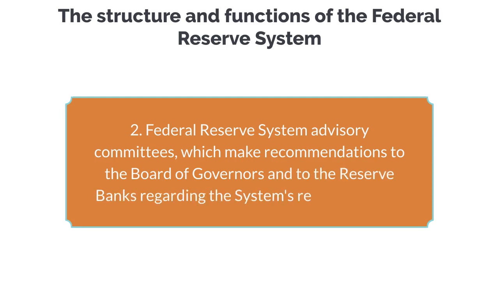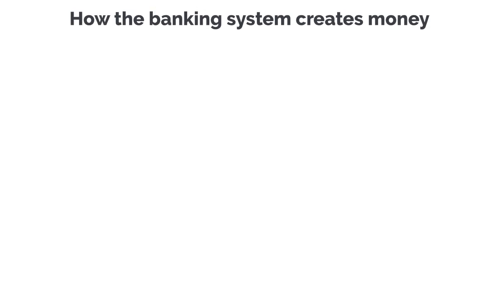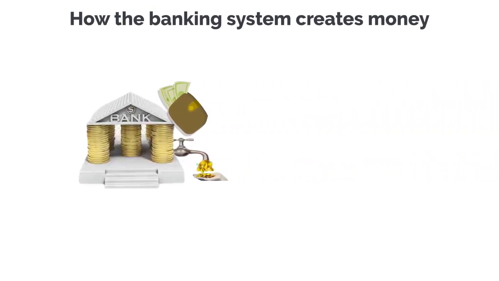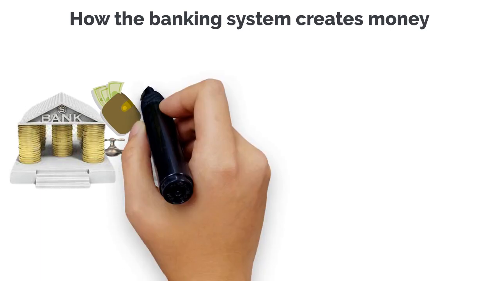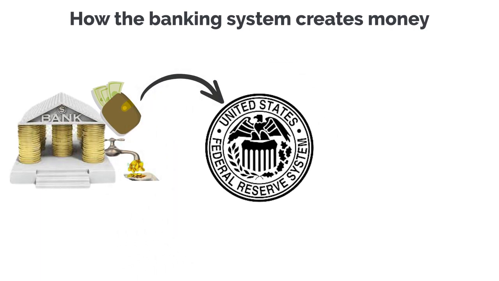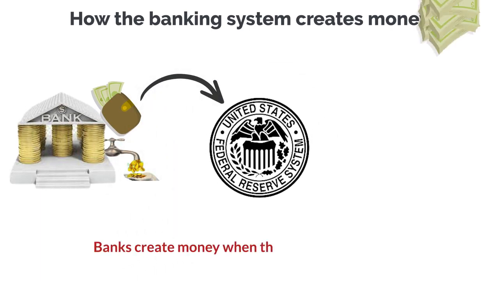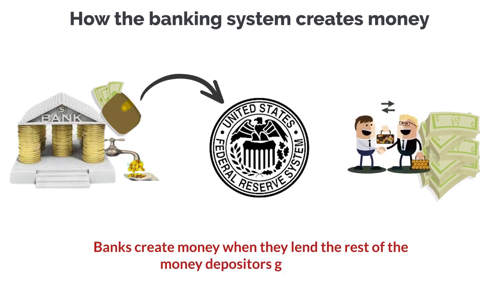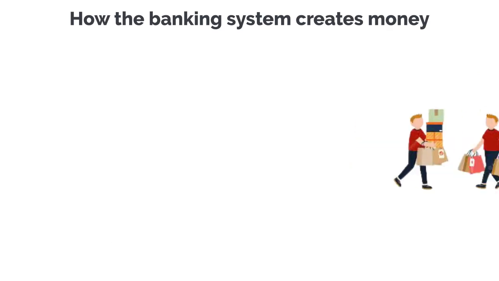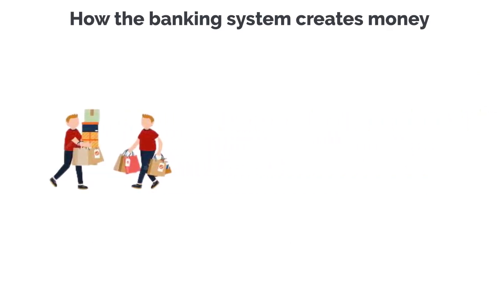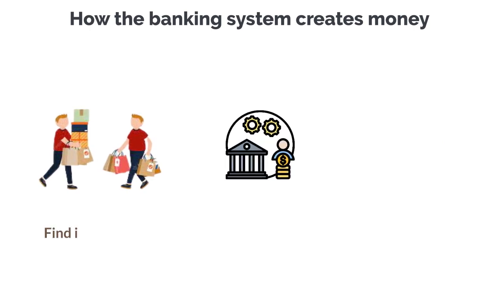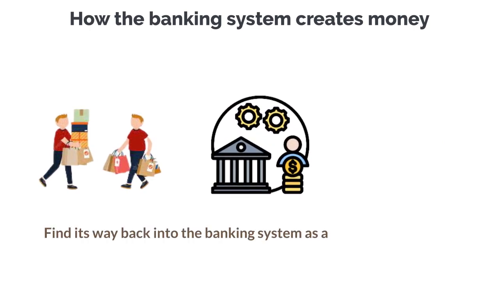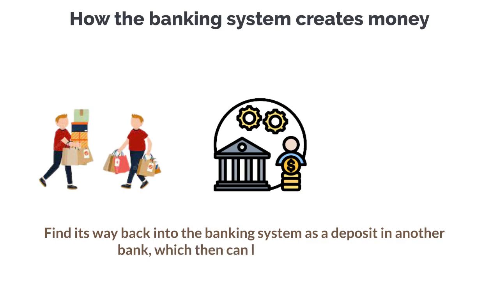How the banking system creates money. Banks are required to keep a reserve of cash and other liquid assets on deposit with the U.S. Federal Reserve. Banks create money when they lend the rest of the money depositors give them. This money can be used to purchase goods and services and can find its way back into the banking system as a deposit in another bank, which then can lend a fraction of it.